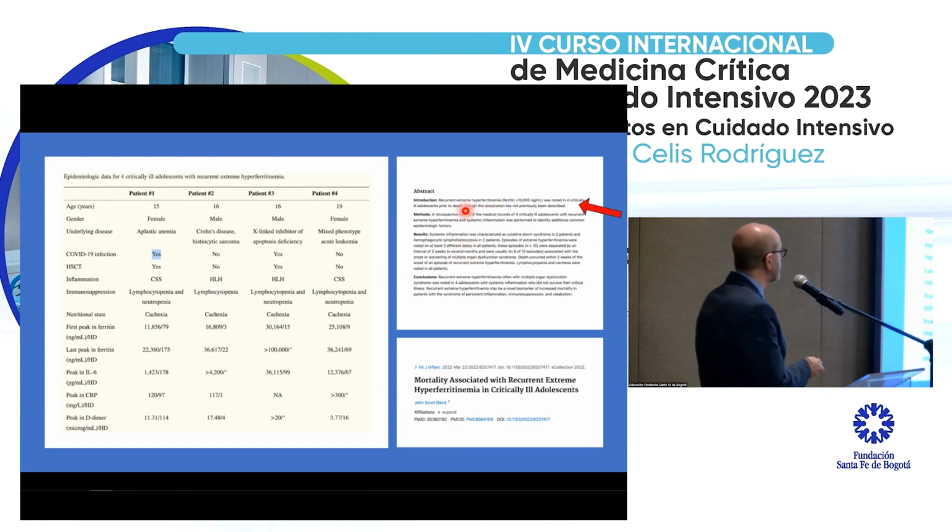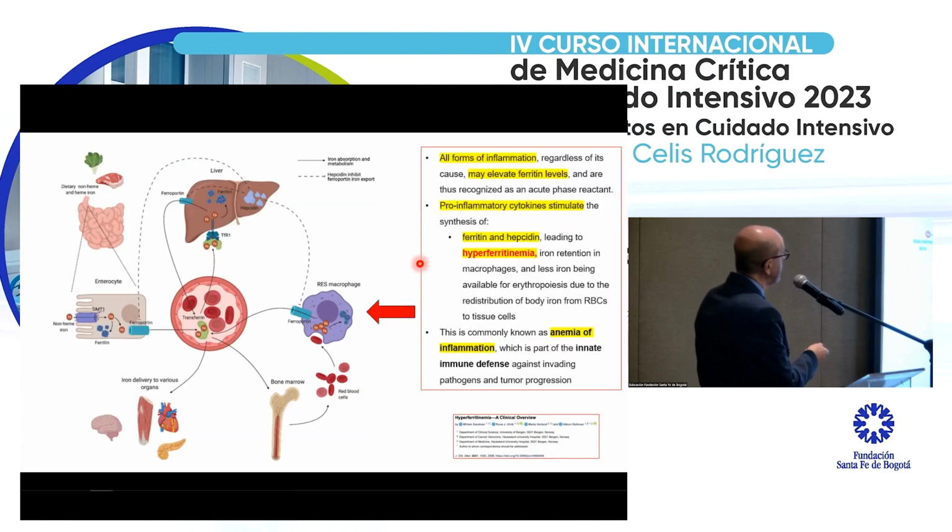I don't know what literature he was reading, but if you look at the type of patients he had, 2 patients with COVID, patients with transplants, stem cell transplants, and all the patients have inflammation, HLH or cytokine storms. And with the ferritin, the problem is that it's an inflammatory marker. It's elevated in all types of inflammations.